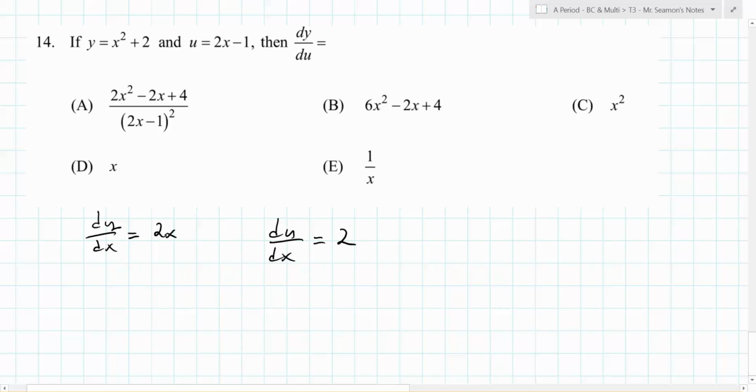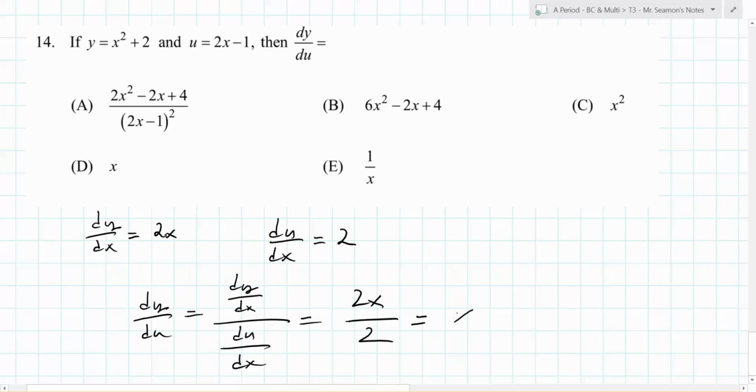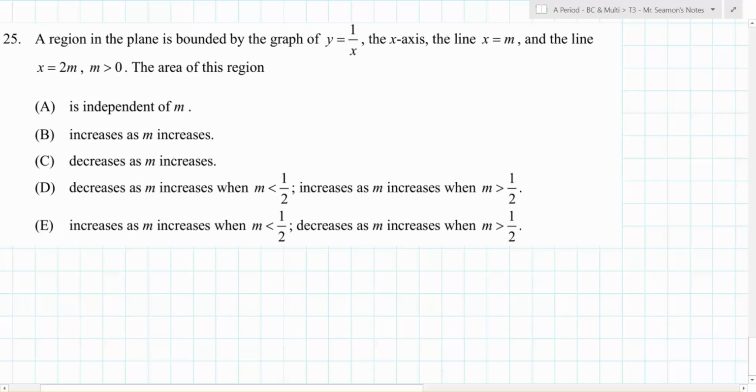2. So we know that dy du is equal to what? dy dx over what? du dx. So this is just 2x over 2. So that's equal to x. That's nice. Cool.